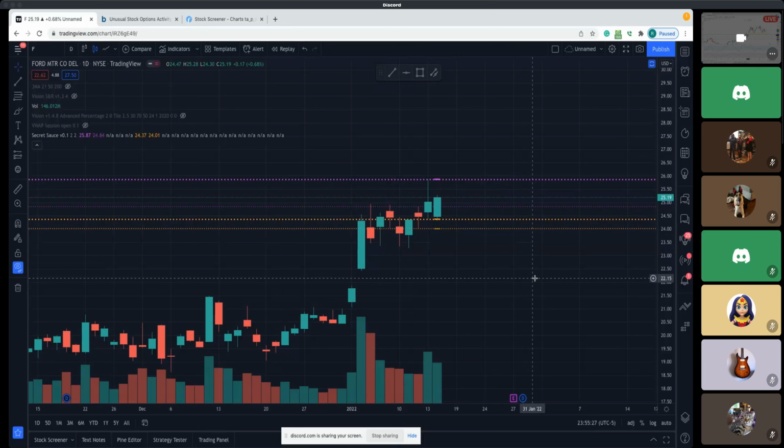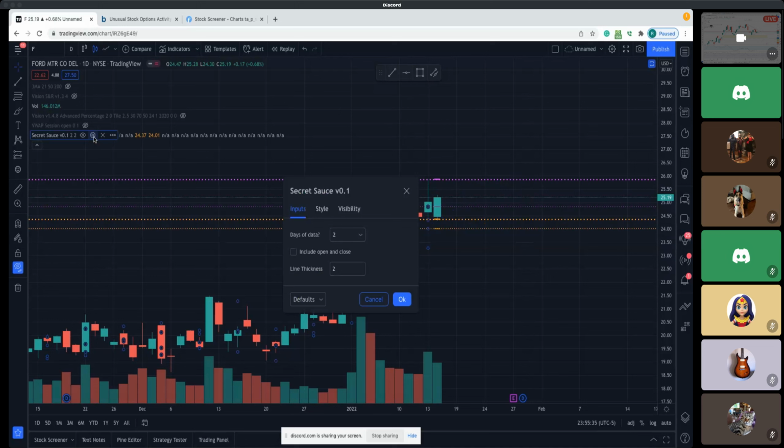Hit the eyeball again, or the settings on the secret sauce, and then check include open and close. That's what we're missing. Change it to the days of data number 1 real quick. Let's see what day that picks up. Okay, so that picked up the Thursday bar. That's good. Now we can look at that.